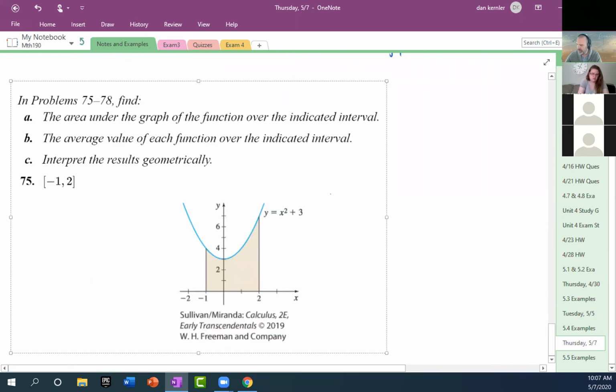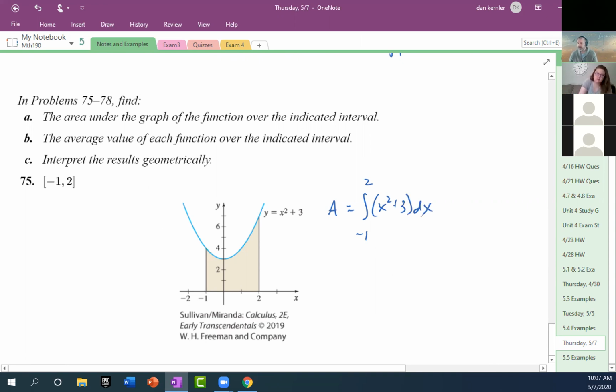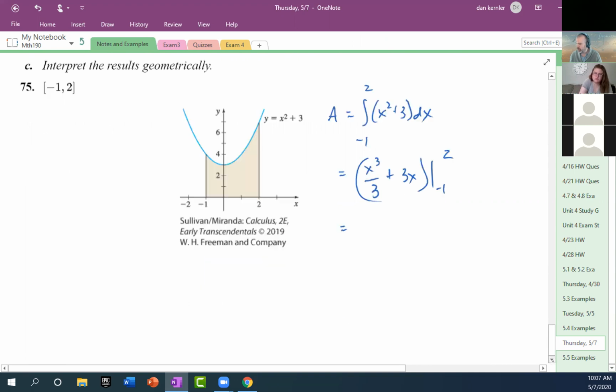All right, so area under the curve would be the integral from negative 1 to 2 of x squared plus 3 dx. That's part A, just finding the area under the graph for the function. The antiderivative is x cubed over 3 plus 3x, from negative 1 to 2. I'm doing the power rule, adding 1 to the exponent and dividing by the new exponent. And if your derivative is 3, that means you started with 3x. Then that's 2 cubed over 3 plus 3 times 2, minus negative 1 cubed over 3 plus 3 times negative 1.